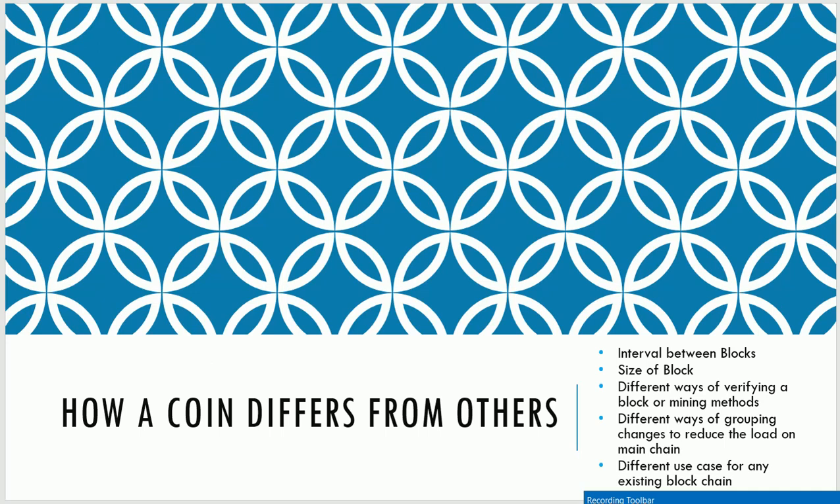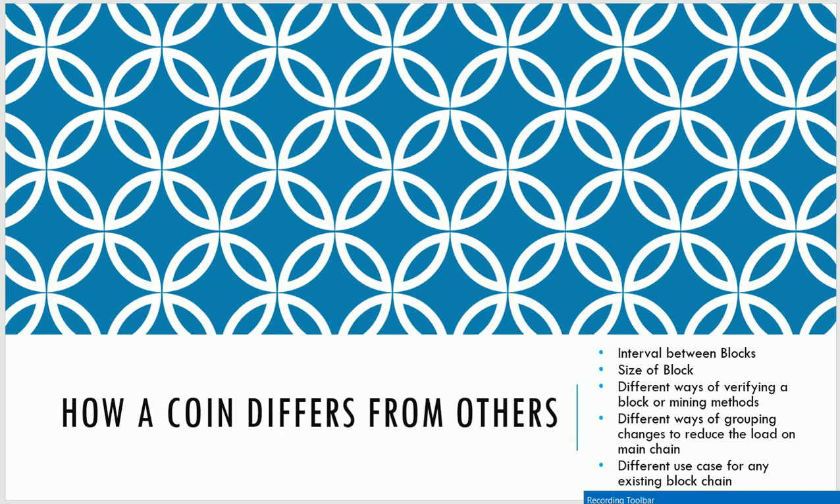And then there are coins that are the same in terms of characteristics, but they are different in terms of the use case, meaning how they are applying that blockchain in their field. Some are using it for sharing internet, some are using it for smart contracts, some are using it for IoT solutions. So different coins are coming up with different use cases. So that is how they are different.